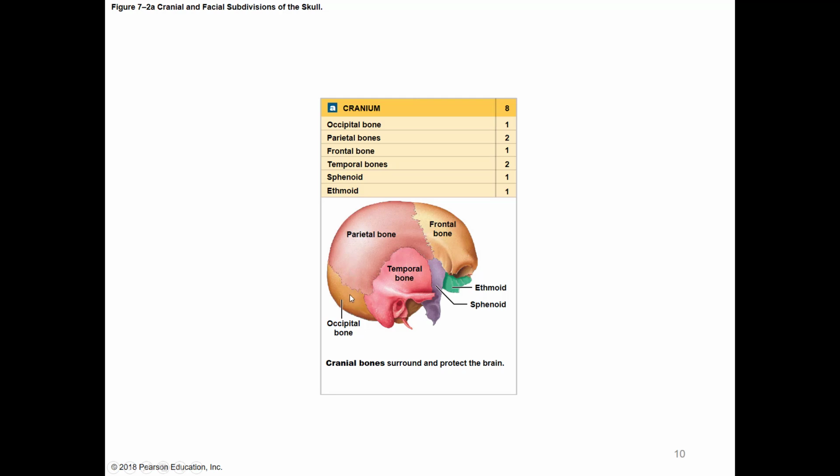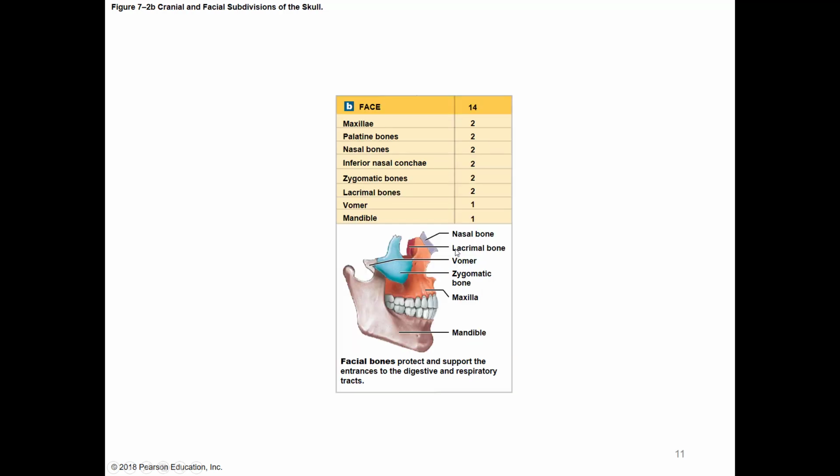So again, when you work on your first lab, typically in Anatomy 1, you will be learning the bones and features of the skull. And here are the facial bones, and these bones will help protect the openings to the digestive and respiratory systems.